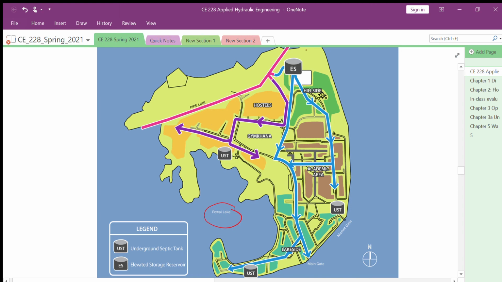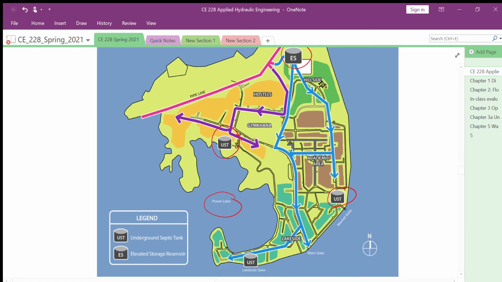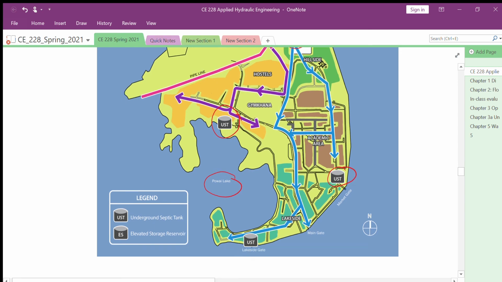So this elevated storage, as I was telling you, near Samir Hill, you would see a very large elevated storage tank, and there are some septic tanks which are for wastewater disposal. This elevated storage tank is for supply, and the main pipes are also shown by these thick arrows. That's the network here, if you would like to analyze based on the principles of hydraulic engineering.